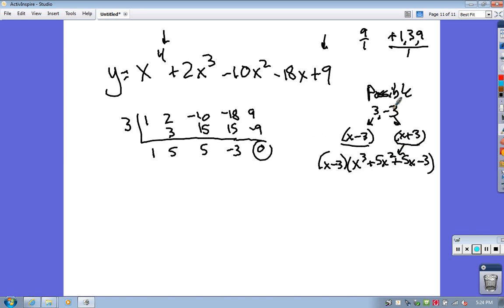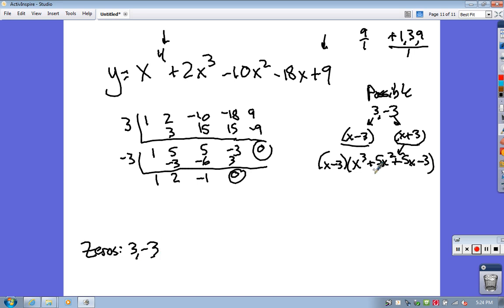So now I'm going to see if this x plus 3 goes into that, what's left. And I'll do synthetic division. I'll use the root, the negative 3. Bring down the 1. 1 times negative 3 is negative 3. 5 minus 3 is 2. 2 times negative 3, negative 6. Add that. Becomes a negative 1. Negative 1 times negative 3 is 3. 0. Good, that works. Yeah, so my zeros that I have so far are 3 and negative 3.